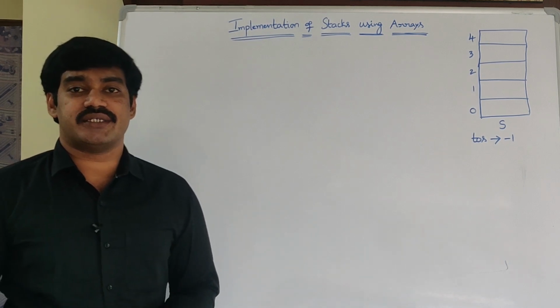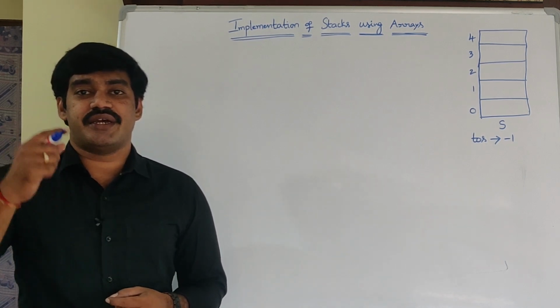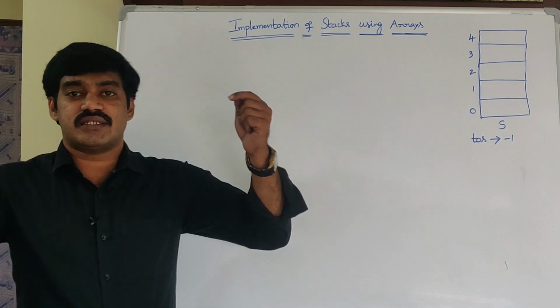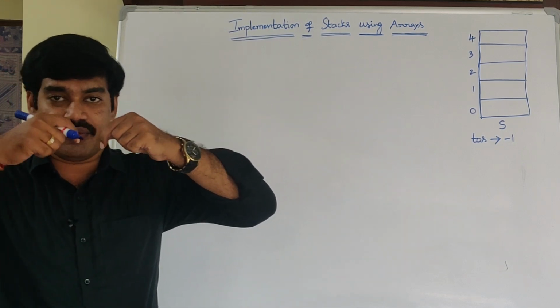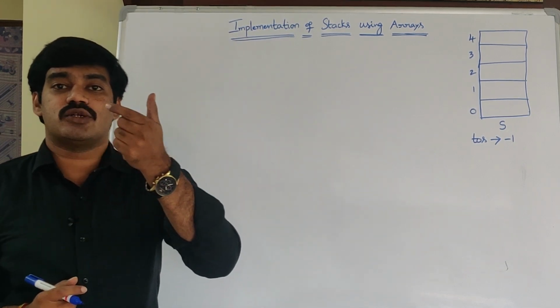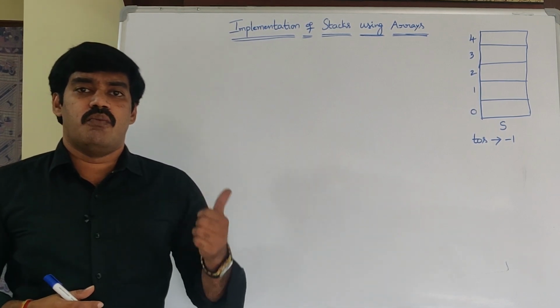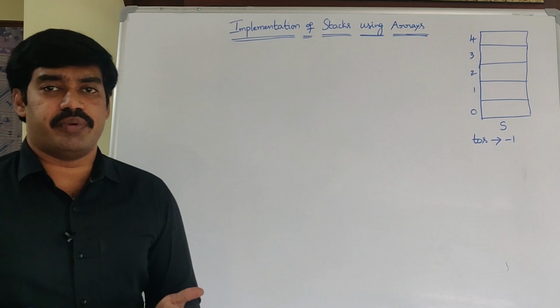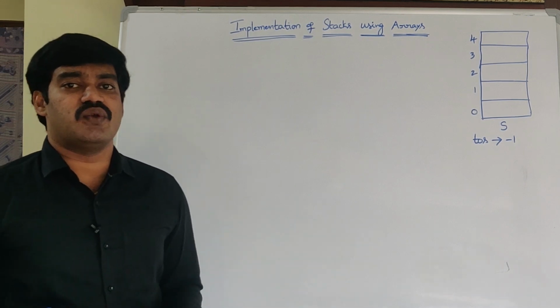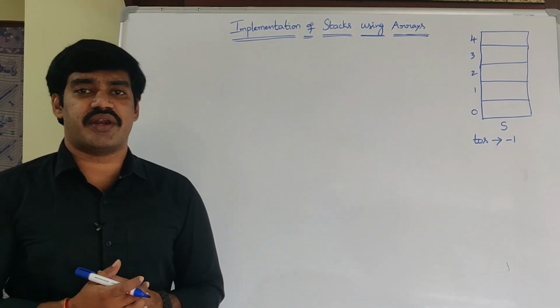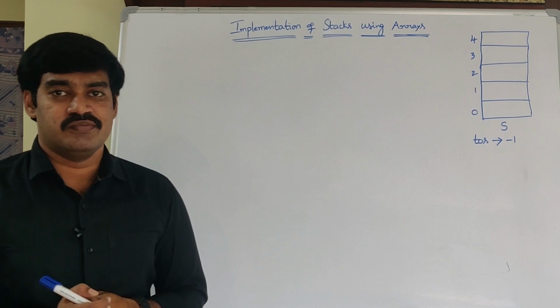What is a stack data structure? It is a linear data structure in which insertions and deletions are performed from only one end. That end is known as the top end. What are the operations of stacks? Push, pop, peek, display, is full, is empty. All these are the different operations of stacks.